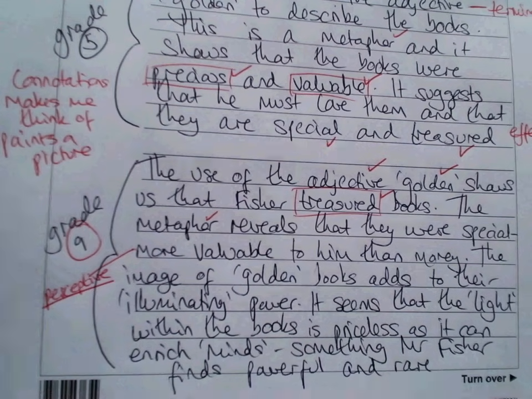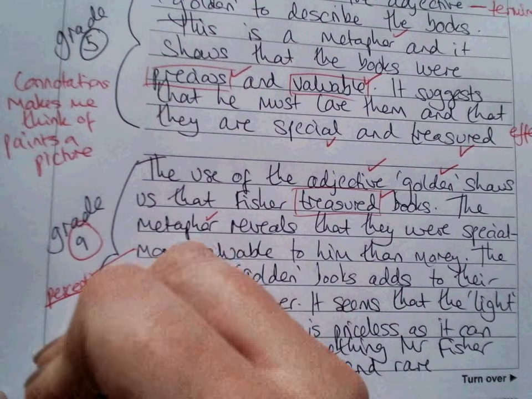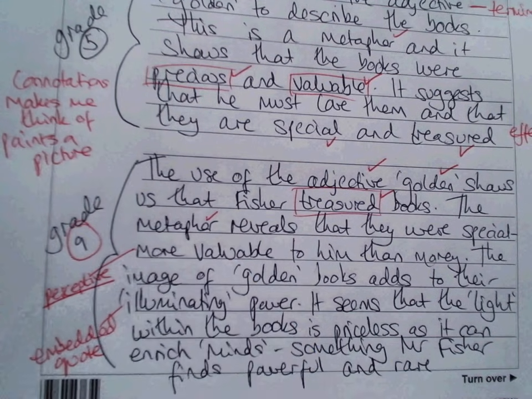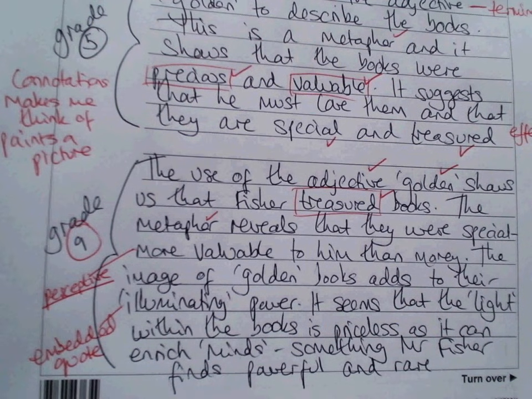So we're going to zoom in even more and see whether we can expand by bringing in another quote. The image of golden books adds to their illuminating power. So I've just got here an embedded quote, which I always think is a really good thing for you to do within your exams. I don't need to say, the writer then uses the adjective illuminate. Or in this case, I think it is actually used as illuminating minds and hearts. It's used as a verb here. So I don't need to flag it up because I'm using this to back up my point about golden. And I'm saying that golden books adds to their illuminating power.